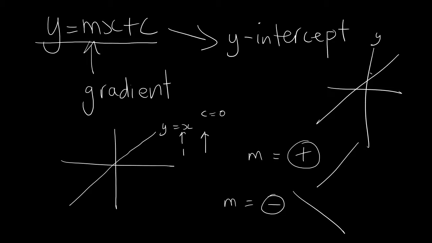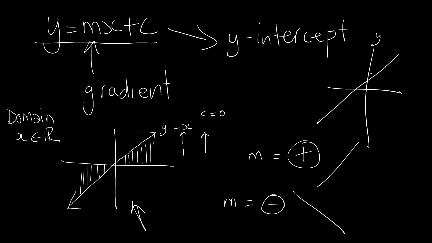Okay, one of the things that I just want to mention is the domain. The domain is all the x values. So if I look at this example here, the line extends all the way to infinity in both directions. So that means all these are my values for x. So x would be an element of real numbers.